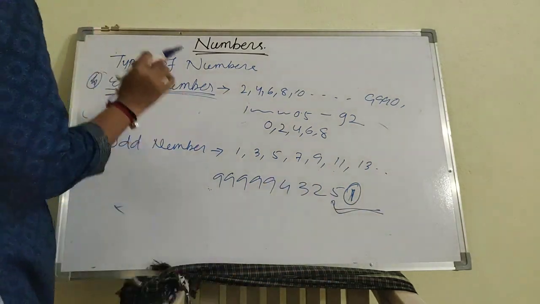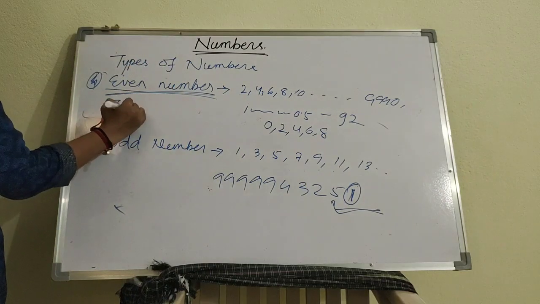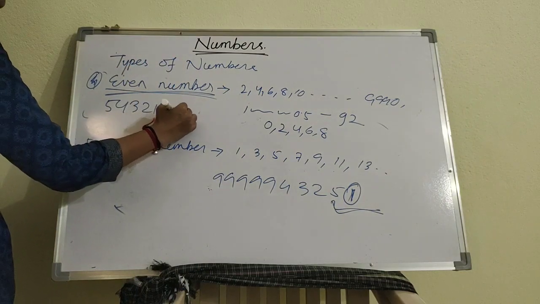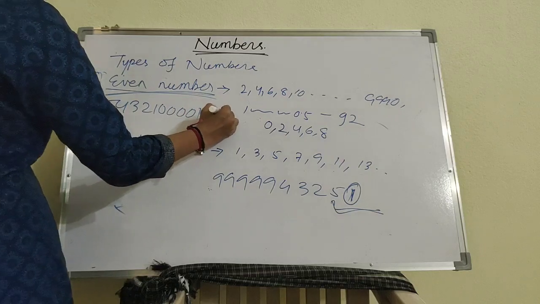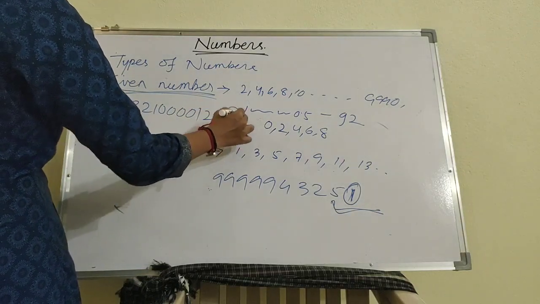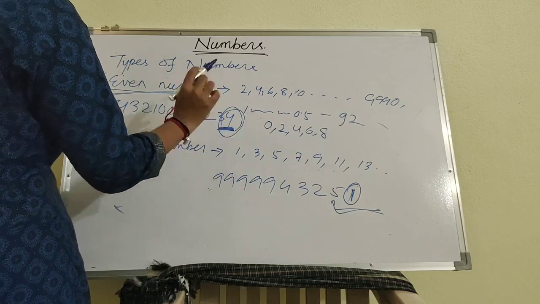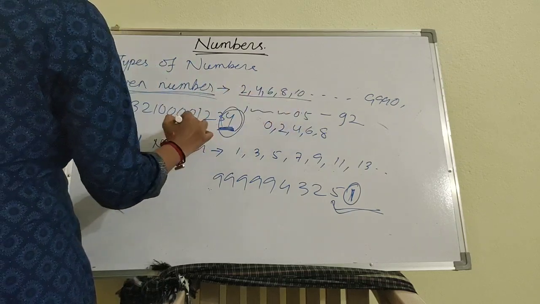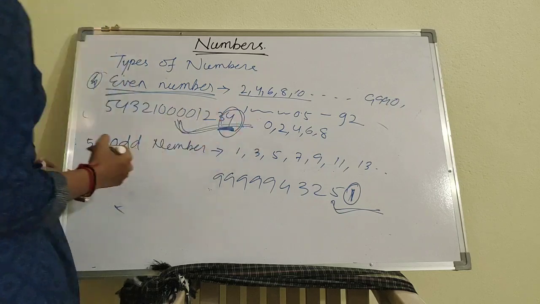But suppose I am writing another number, 5432100001234. So in one's place there is 4. So 4 is divisible by 2. So this is an even number.